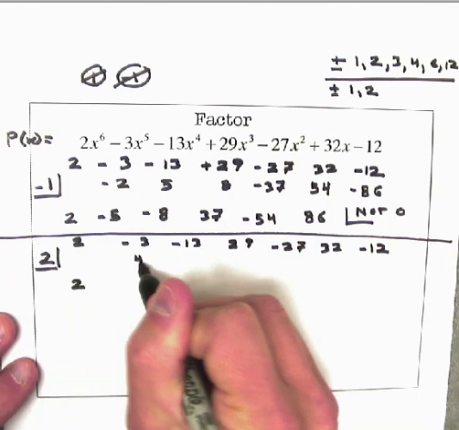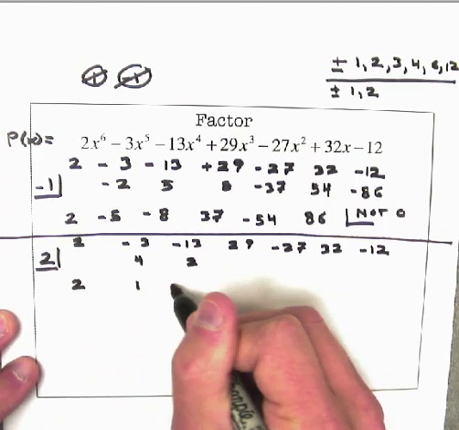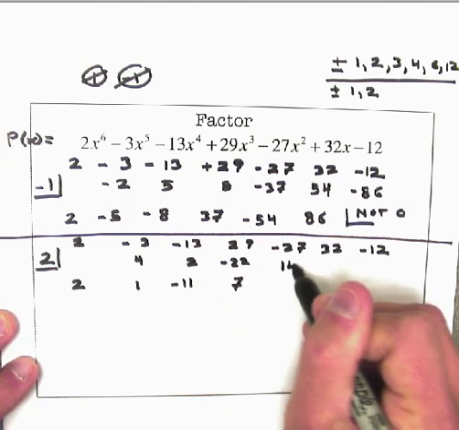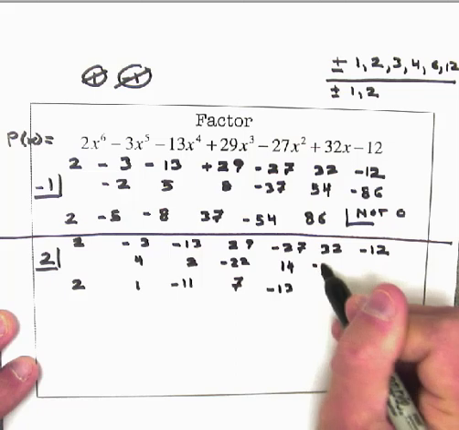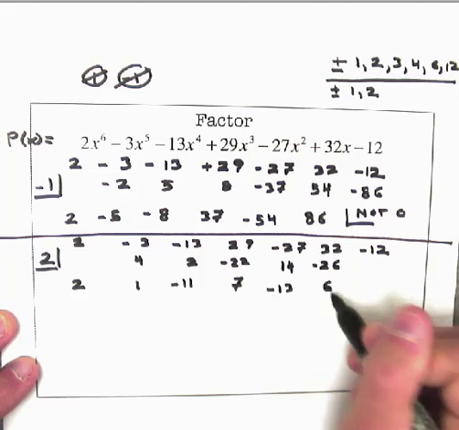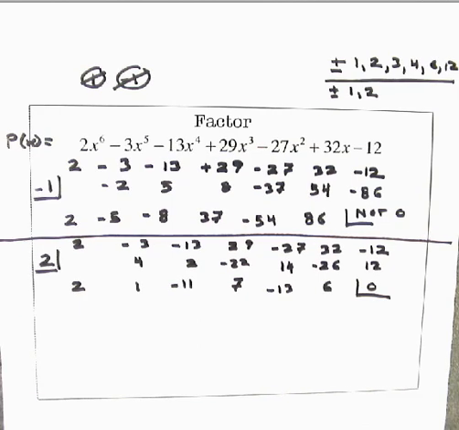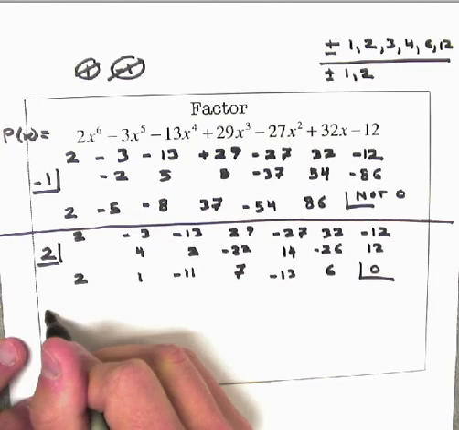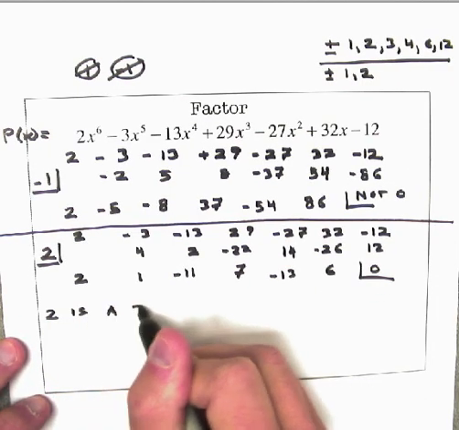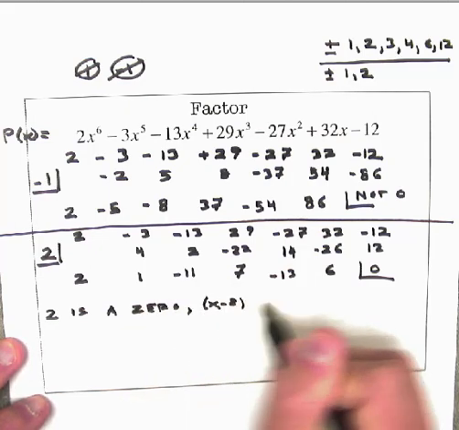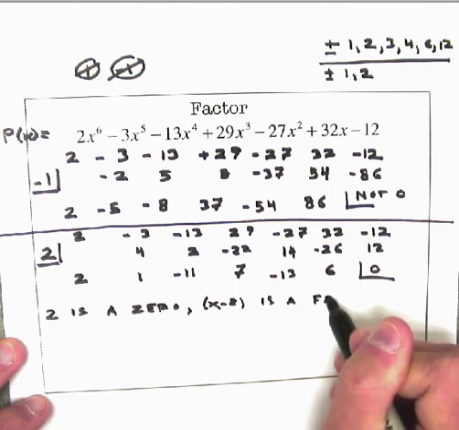Bring it down, multiply, add, multiply, add, multiply, add, multiply, add, multiply, add, multiply, and look, I got a remainder of 0. That's good news. That means 2 is a 0. It also means that x minus 2 is a factor.